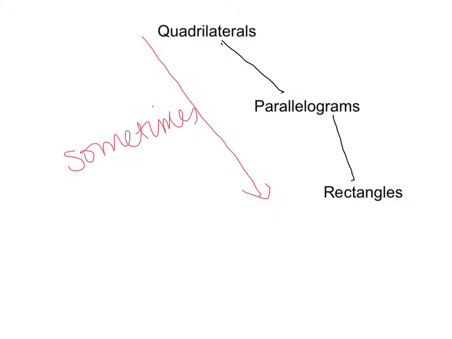So quadrilaterals are sometimes parallelograms. Quadrilaterals are sometimes rectangles. Parallelograms are sometimes rectangles. But if you're going up the diagram, it is always true. A rectangle is always a parallelogram. A rectangle is always a quadrilateral. A parallelogram is always a quadrilateral. So anything that's true of a parallelogram must be true of a rectangle. Anything that's true of a quadrilateral must be true of a rectangle.